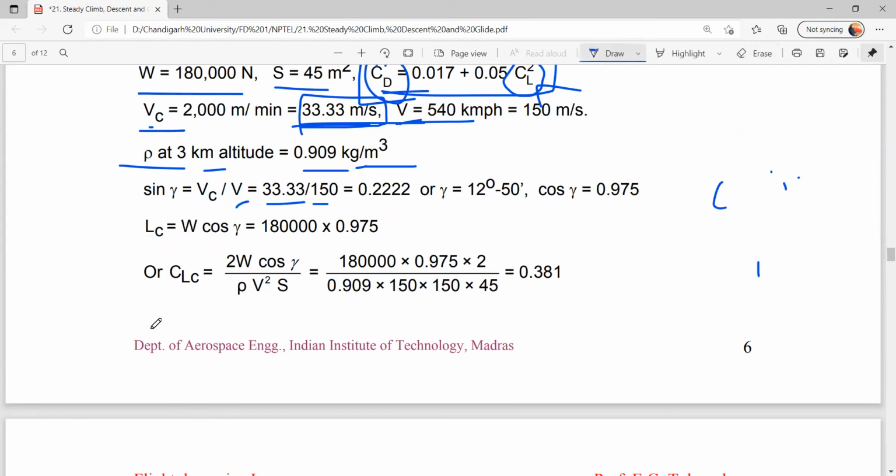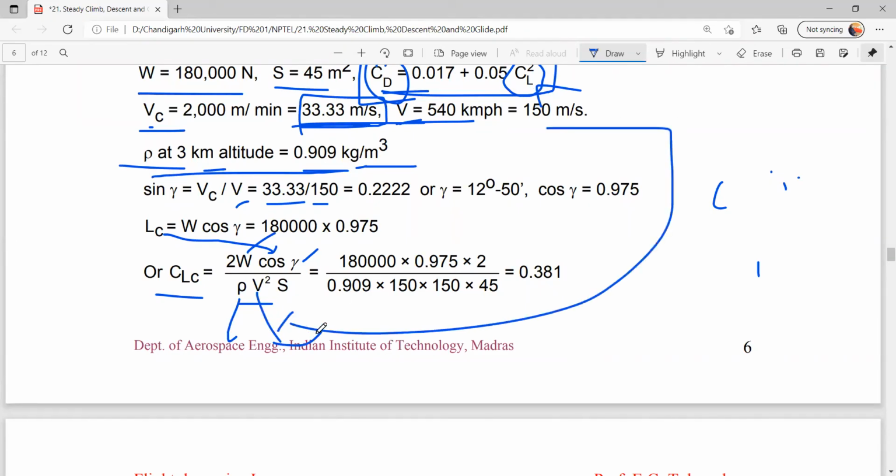So here, once we have calculated the lift, we know that CL is equal to 2W cos gamma divided by rho V square S. Right? Instead of L, we are substituting W cos gamma. So weight we already know, gamma we already know, density we have calculated for 3 km altitude, speed of the aircraft already we have derived, surface area of the wing is also derived. So using that you can calculate CLC. CLC means coefficient of lift during climb. CLC is 0.381.